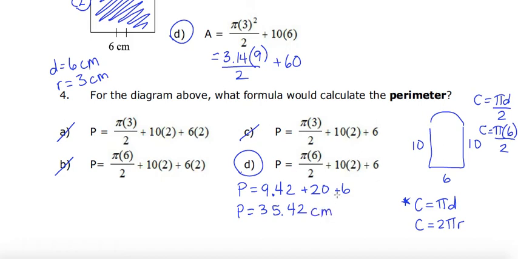So that's just a quick recap of using the formulas for area and perimeter. And I've looked at composite shapes rather than just simple shapes to help you out with that.